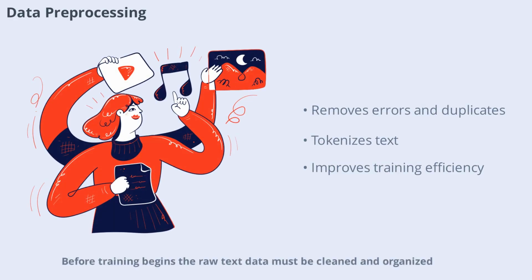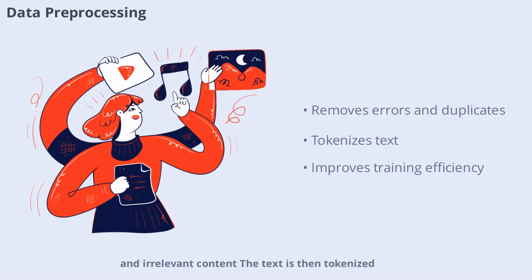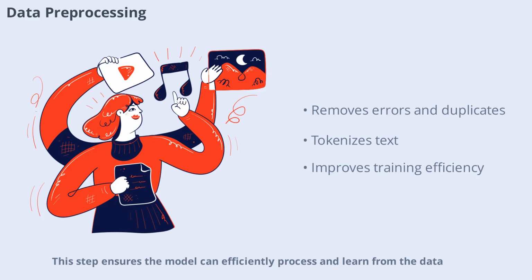Before training begins, the raw text data must be cleaned and organized. This process, known as data preprocessing, involves removing errors, duplicates, and irrelevant content. The text is then tokenized, meaning it's broken down into smaller units like words or subwords. This step ensures the model can efficiently process and learn from the data. Proper preprocessing not only improves training efficiency, but also helps the model avoid learning incorrect patterns. Now let's see how the model uses this processed data to start learning.